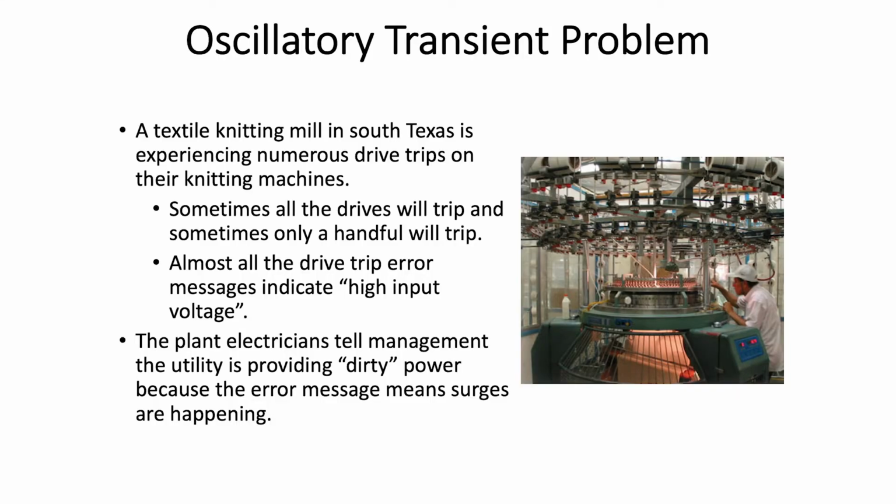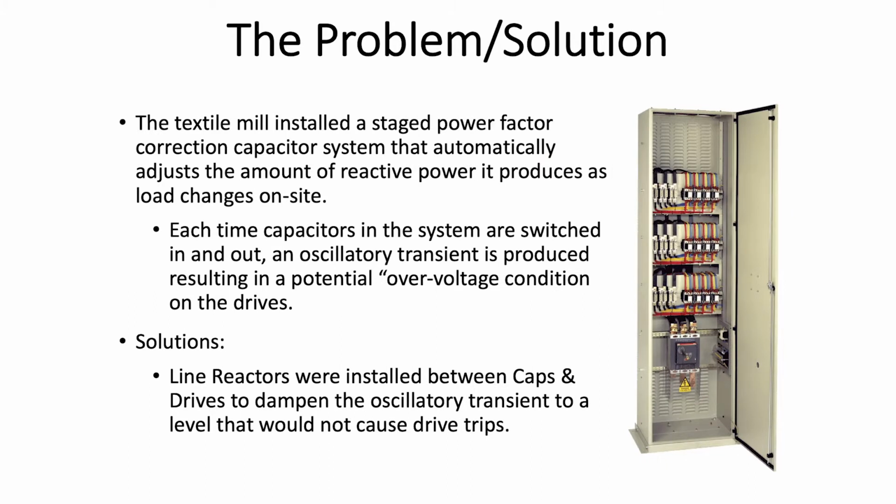Here's an oscillatory transient problem: a textile knitting mill in South Texas we worked with was experiencing numerous drive trip problems. Sometimes all the drives tripped, sometimes only a handful. The trip errors were high input voltage, classic. They were blaming the utility for spikes. We went in thinking there had to be power factor correction somewhere in this plant. Where is it? The plant electricians had told management the utility was giving them dirty power.